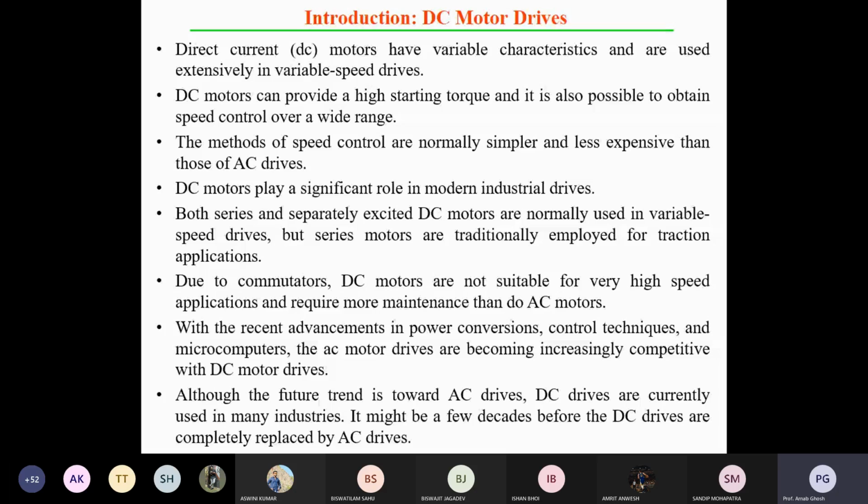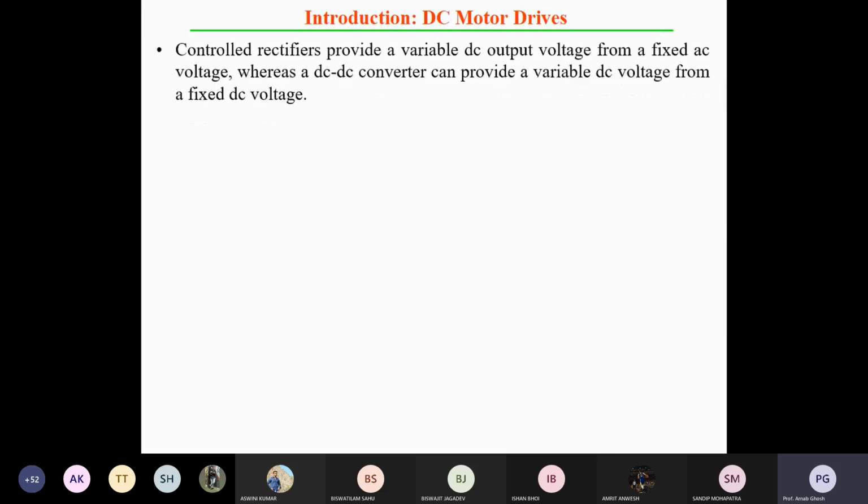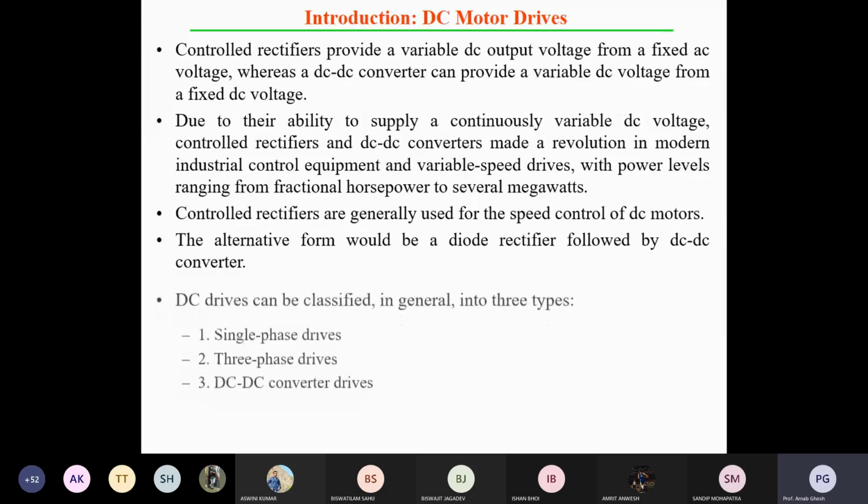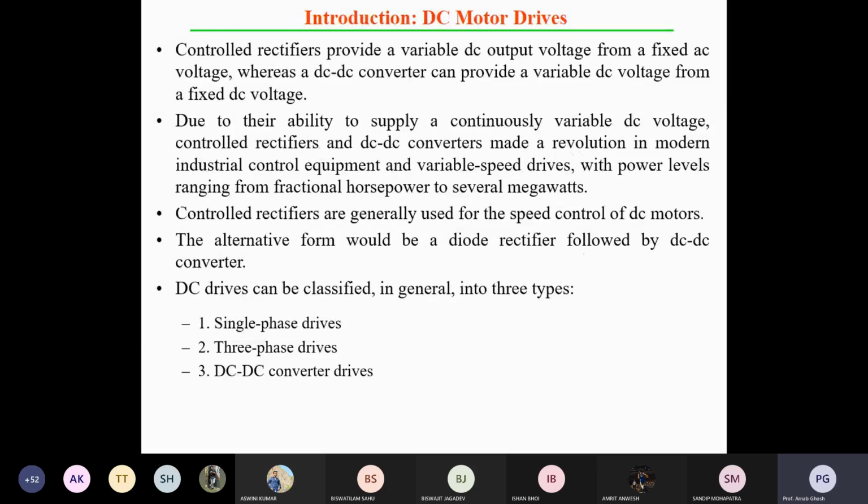A controlled rectifier provides a variable DC output voltage from a fixed AC voltage, whereas the DC-DC converter can provide a variable DC voltage from a fixed DC voltage. If you directly use an uncontrolled rectifier, you will get only one single voltage. But if you use a controlled rectifier, you will get better control strategies due to their ability to supply a continuously variable DC voltage. Controlled rectifiers and DC-DC converters made a revolution in modern industrial control equipment and variable speed drives, with power levels ranging from fractional horsepower to several megawatts.